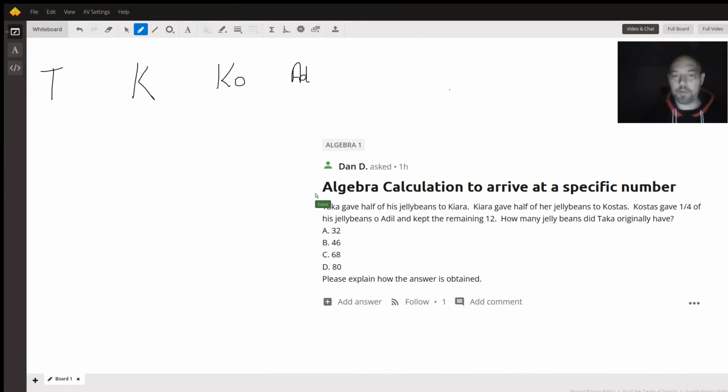Here's the question. It's an algebra calculation. We have to arrive at a specific number. Taka gave half of his jelly beans to Kiara.